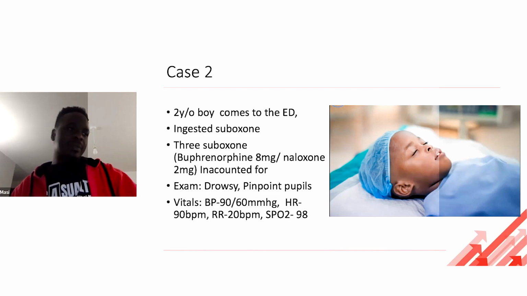The child is drowsy, the child has pinpoint pupils. You'll notice the blood pressure is reduced. The heart rate for a 2-year-old is also reduced, and the respiratory rate is also reduced, but the SpO2 remains okay. So this is a typical presentation of a patient with an opioid toxidrome.